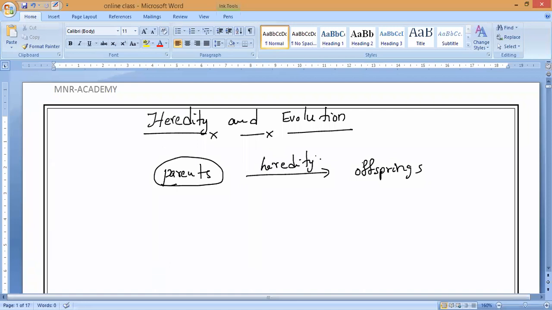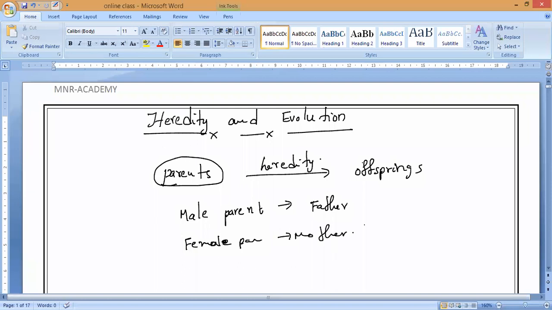So what is heredity? In sexual transmission, how many bodies are involved? There is the male parent and the female parent. The male parent will produce what, guys? Male gametes, yes? The male parent is called the father, so we can say in humans, and the female parent is called the mother.